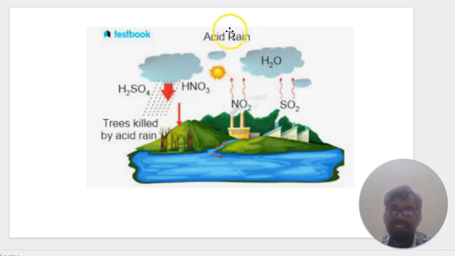So how will acid rain happen? The trees will be killed by acid rain. The industries release sulfur dioxide and nitrogen oxides, and these react with water to form sulfuric acid and HNO3, like acid rain.